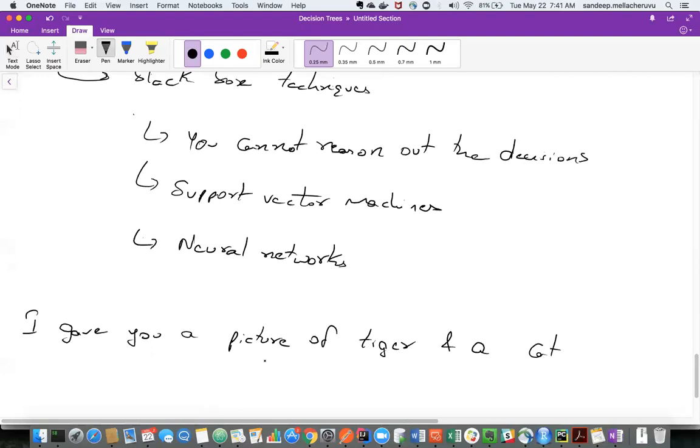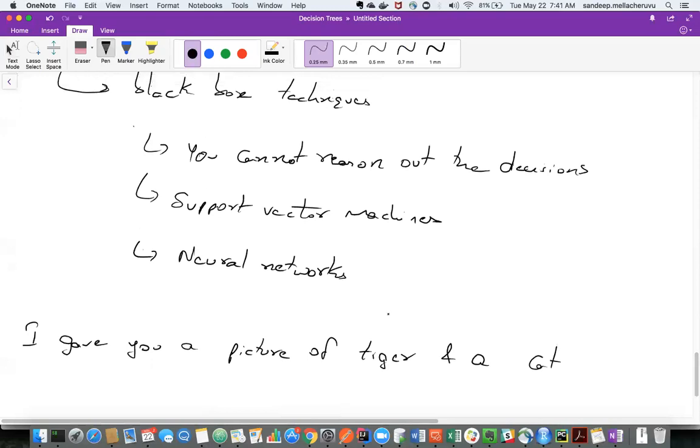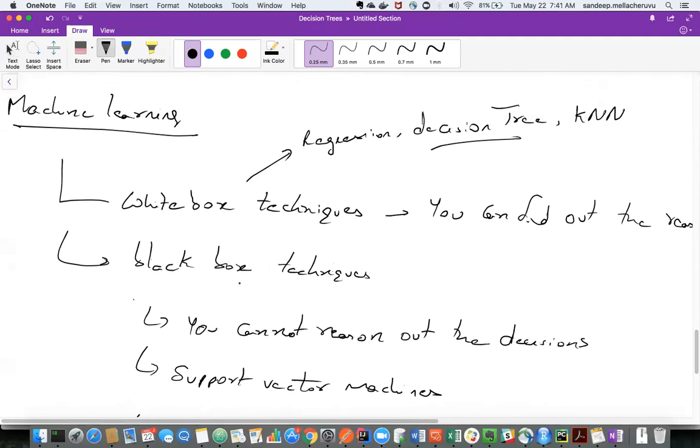So it's hard to tell for you how you identified a picture of a cat versus how you identified a picture of a tiger. But you can implicitly define what is tiger and what is cat internally in your brain, but you cannot express it so easily. That is the same thing that I'm explaining here. A black box technique is something that I cannot explain, but it works well.